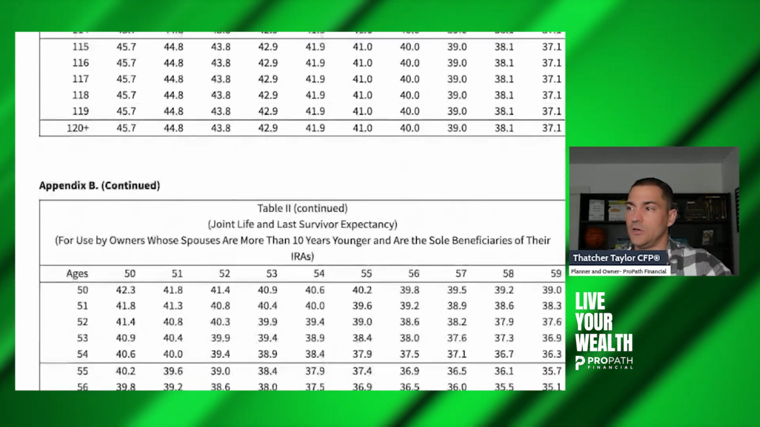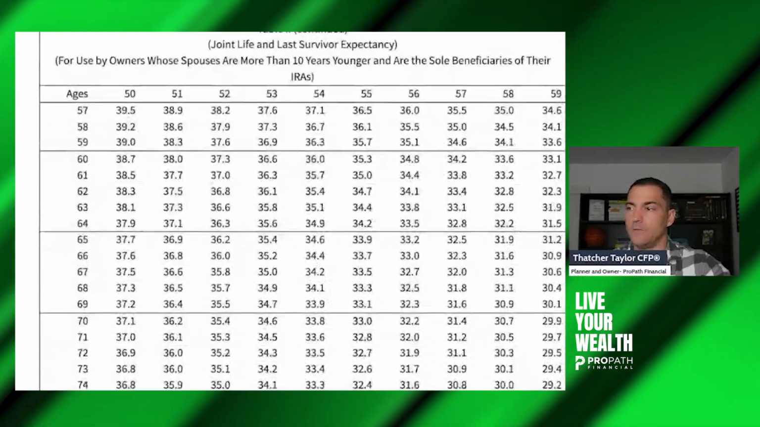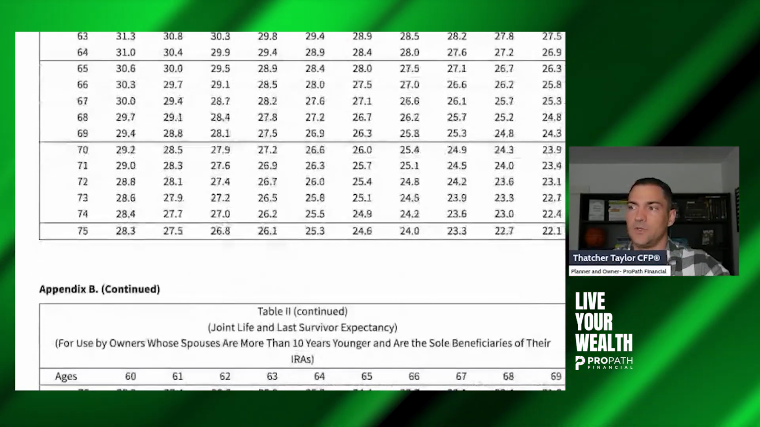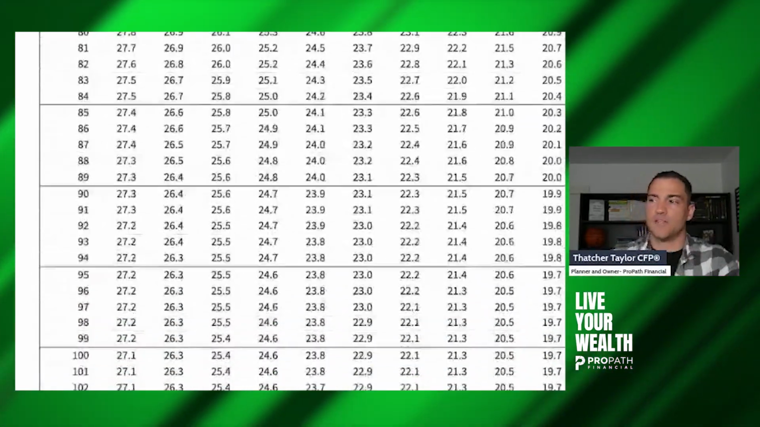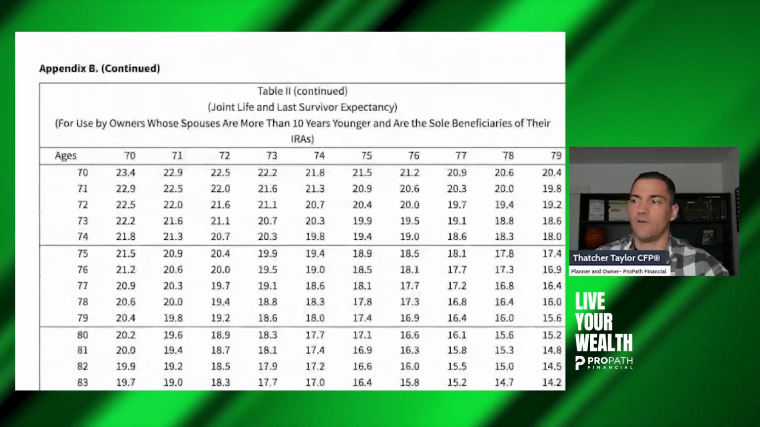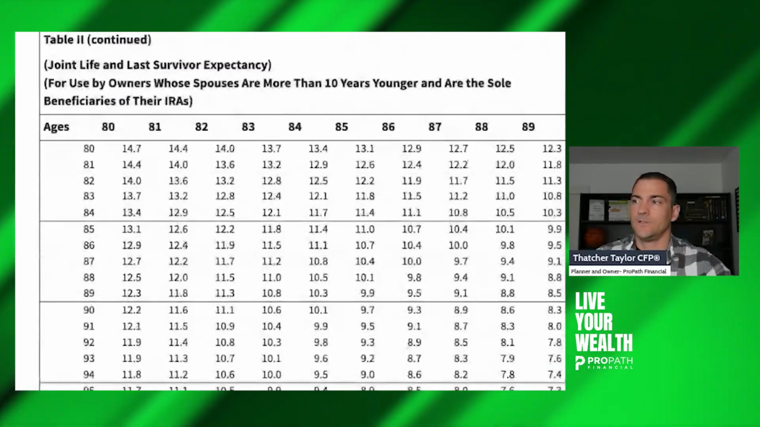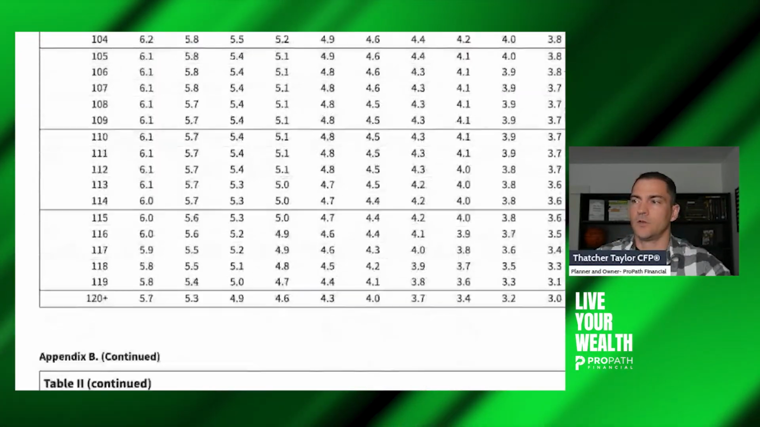Table 2, we're still going. Yeah, so there's a lot about table 2. You got to find your age and your spouse's age, and you got to cross-reference them to find your divisor. Still going.